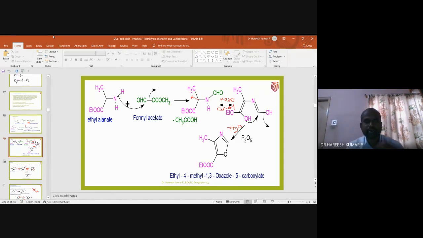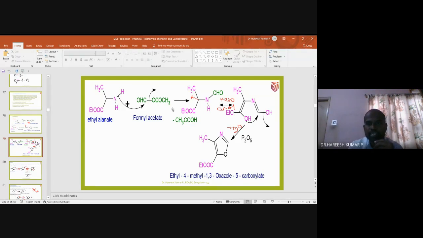So here I am talking about how ethyl alanate is converted into an oxazole. Ethyl alanate is the substrate or reactant. When ethyl alanate reacts with formyl acetate, there will be a new bond formation between this nitrogen and this carbon. When there is a new bond formation between this nitrogen and this carbon, this group, called acetoxy, will go out along with this proton. So acetic acid will be the leaving group. Then what is the product? There will be a new bond formation between this nitrogen and this formyl group.